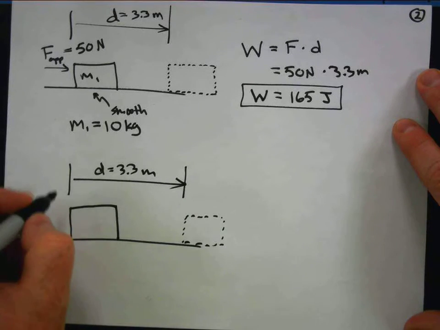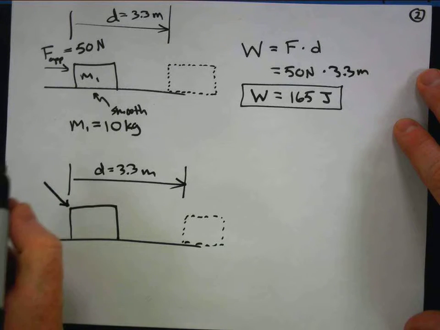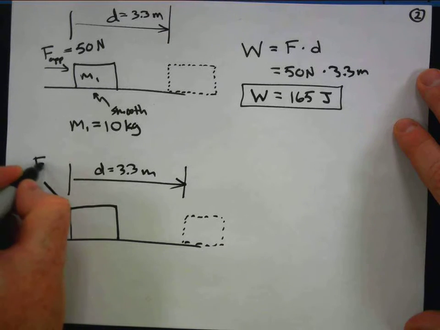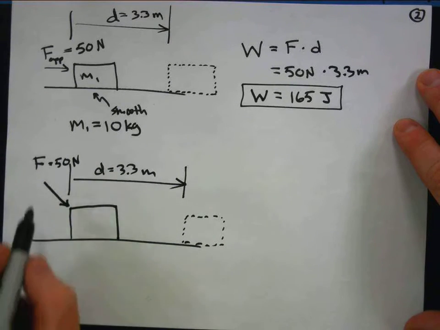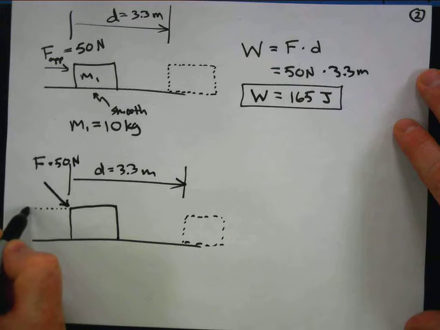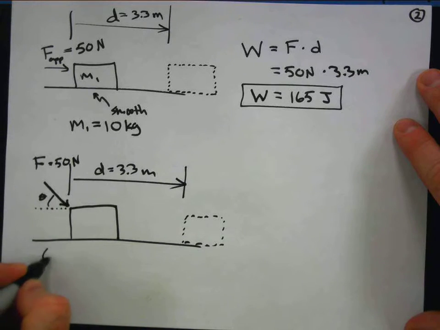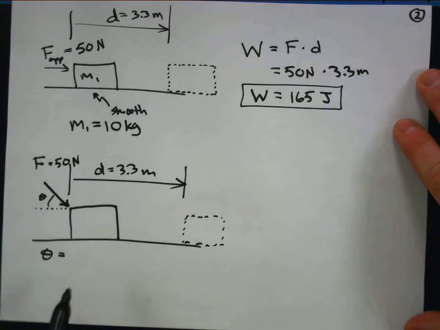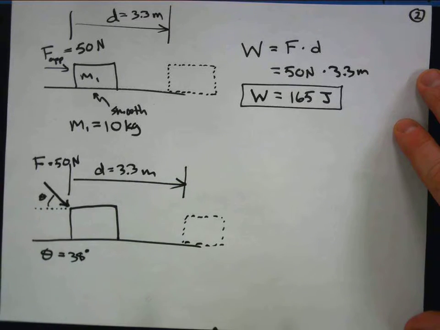What if we are applying a force at an angle like this? So here's our force. And we're going to say, well, let's apply the same 50 Newton force. But this force is at an angle with the horizontal, angle theta. And let's call angle theta 38 degrees.